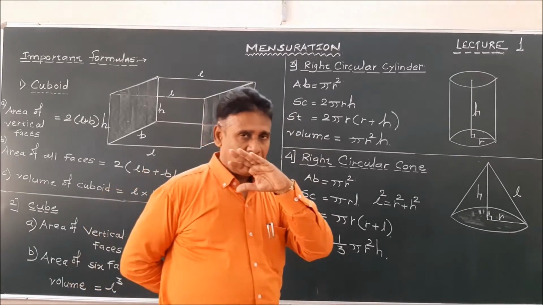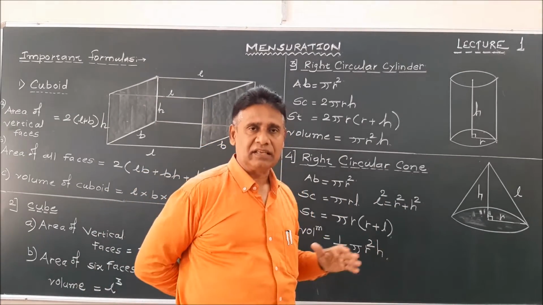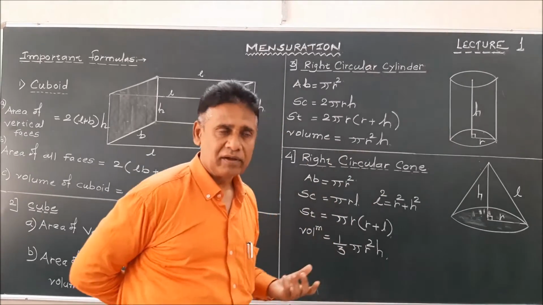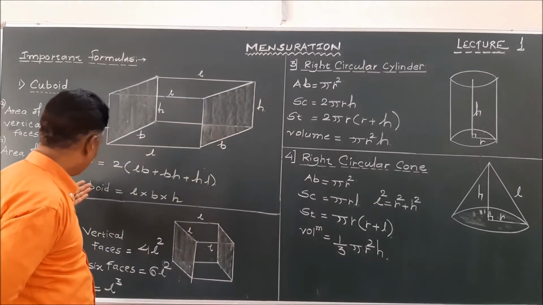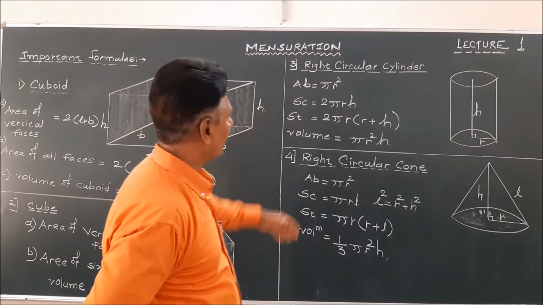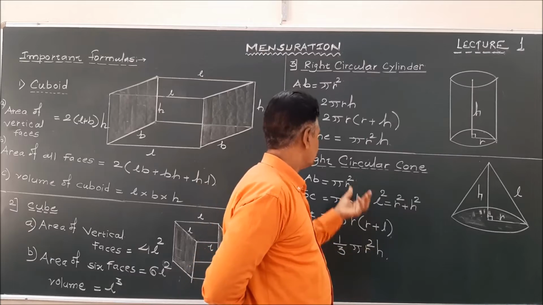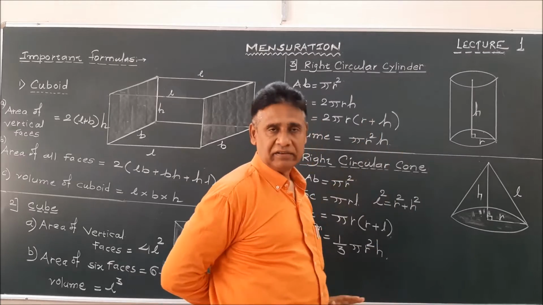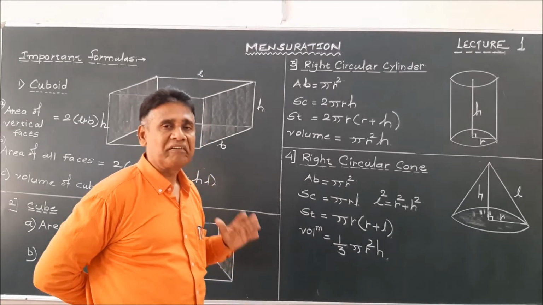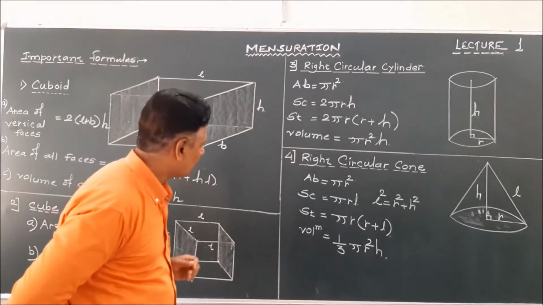You will obviously understand one thing very nicely: for a 3-dimensional figure, maybe a parallelepiped, a cuboid, maybe a cube, or maybe a right circular cylinder, area of base into height is the general formula to get the volume of any three-dimensional figure.